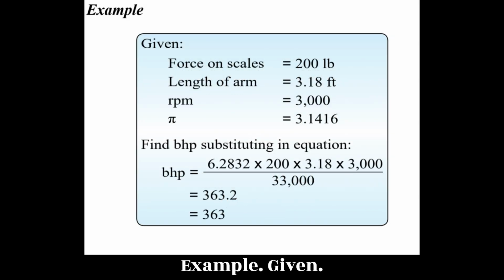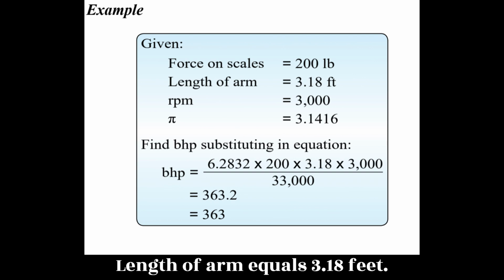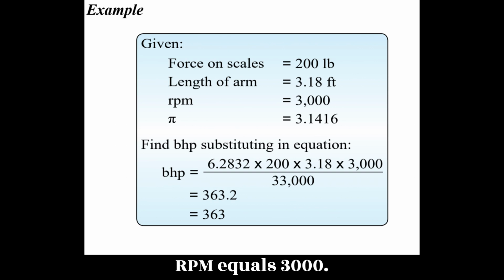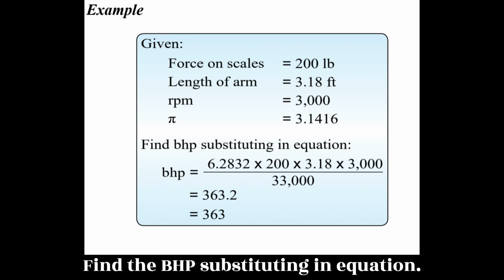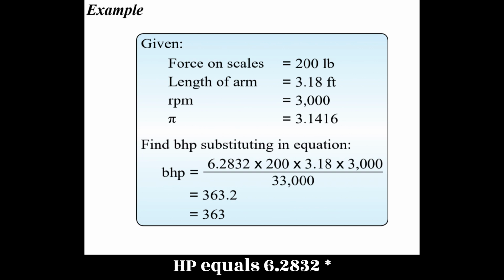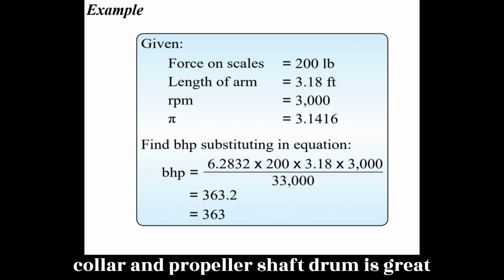Example. Given: force on scales equals 200 pounds, length of arm equals 3.18 feet, RPM equals 3,000, pi equals 3.1416. Find BHP. Substituting in the equation, BHP equals 6.2832 times 200 times 3.18 times 3,000 divided by 33,000 equals 363.